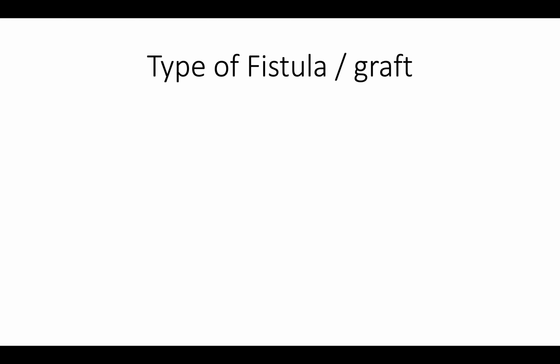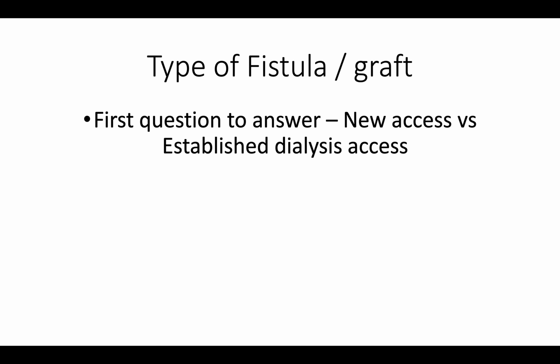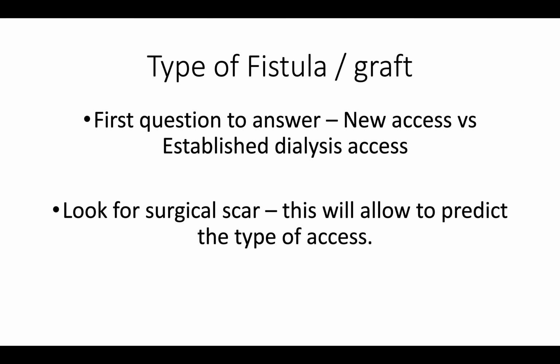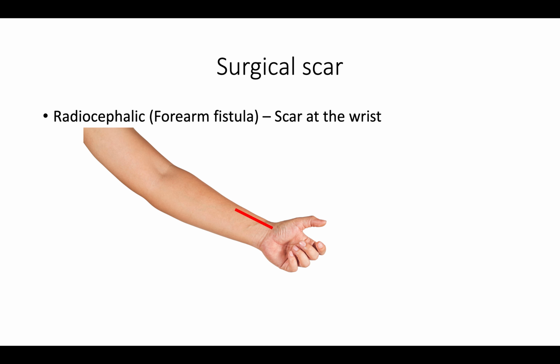Physical exam evaluation of an AV fistula graft involves three sections: the look or inspection section, the feel or palpation, and the listen section. Look. When inspecting an AV fistula, there are two questions you should ask yourself. Is this a new access or an established dialysis access? And secondly, where is the scar? The location of the scar will allow you to predict the type of access that you're dealing with.